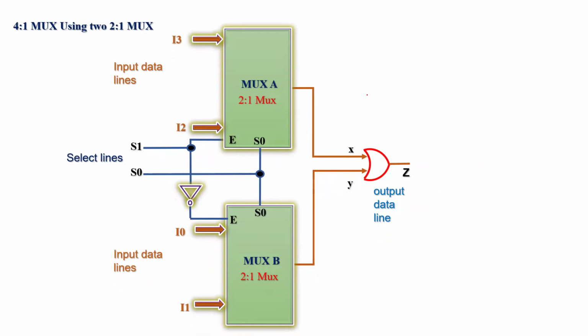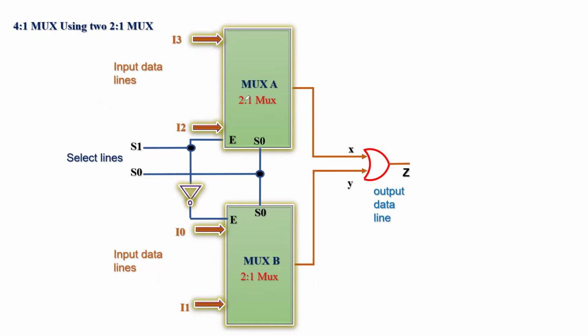So here on your screen, we have an exercise today to make a 4:1 multiplexer using two 2:1 multiplexers. So we want to use 2:1 MUX in the quantity of 2 to make a large size 4:1 multiplexer. So how do we do that? This is what we are going to see here.